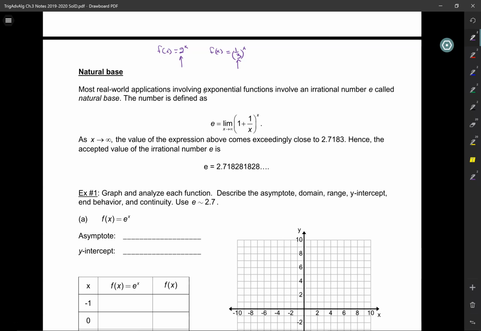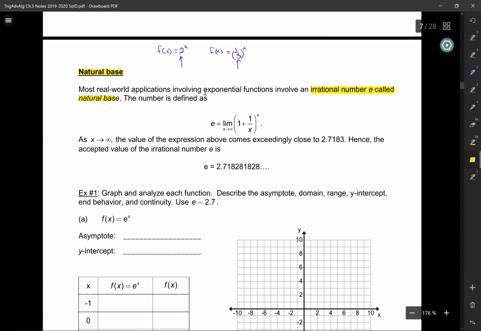Well, today we're going to talk about the one special base that is the basis for so many real-life applications. That base is called the natural base. That's how often it comes up. It's just the natural base, right? And this natural base is actually an irrational number, e, okay?